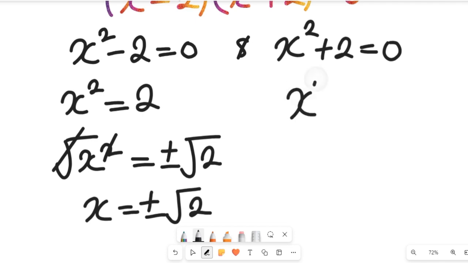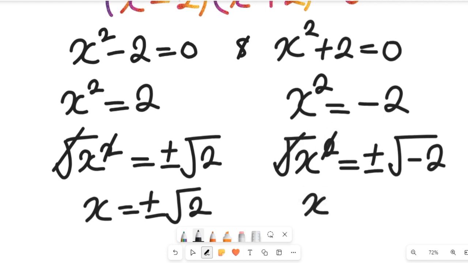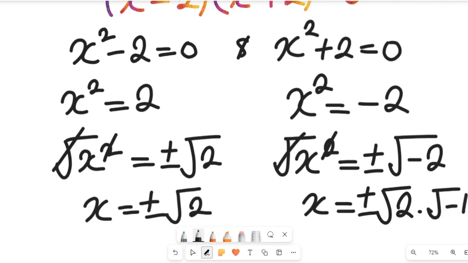X squared, if we subtract 2 from both sides, will be equal to negative 2. Great. So if we take the square root of both sides, we'll have x squared to be equal to plus or minus the square root of negative 2. Now, if this clears this, x will be equal to plus or minus the square root of 2 multiplied by the square root of negative 1.